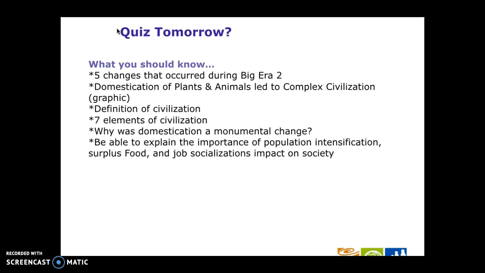Okay. All right. Well, I look forward to seeing you tomorrow, and make sure you pay attention to these elements because we will have some form of a quiz tomorrow when you show up to class.